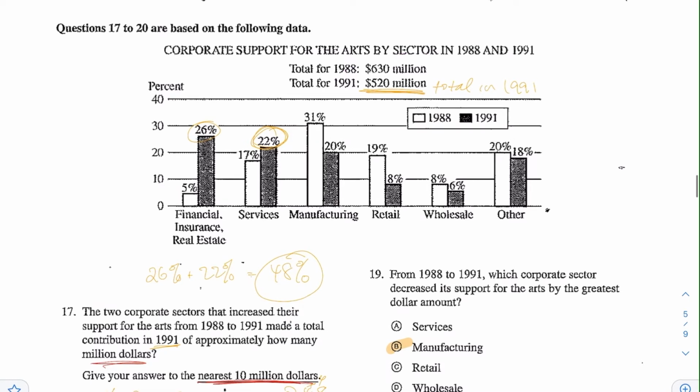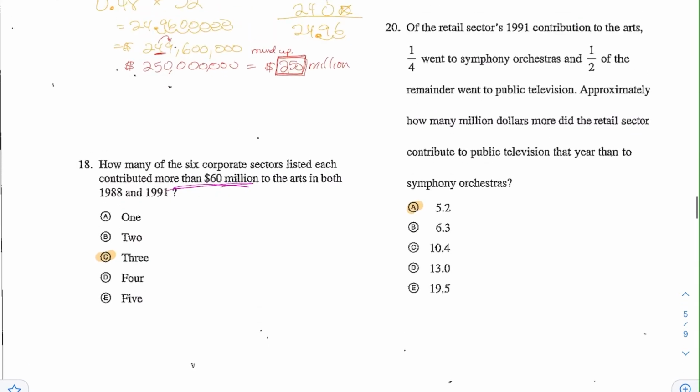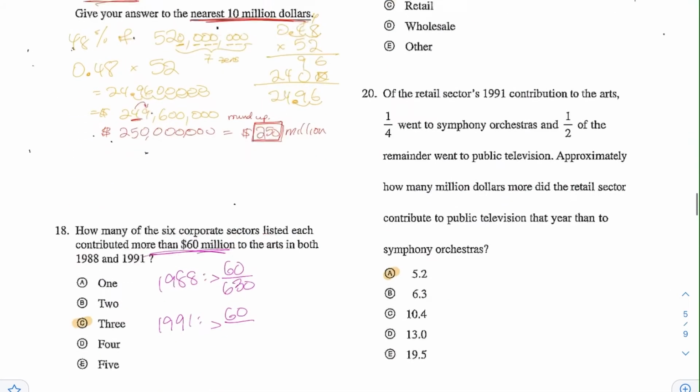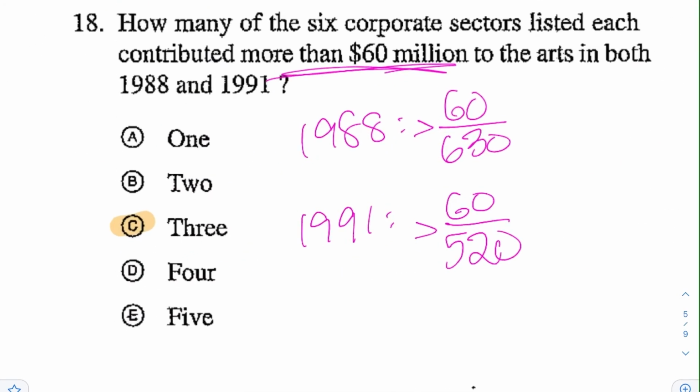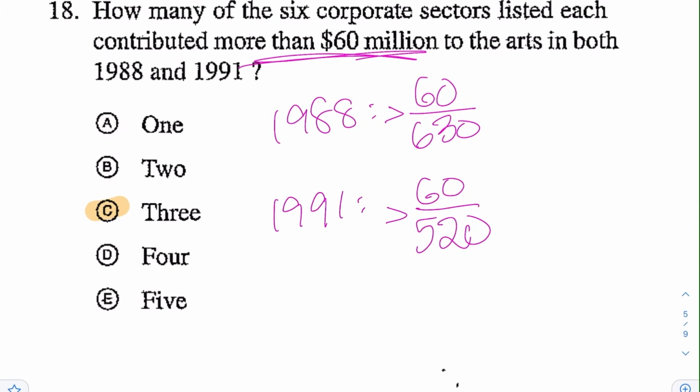So for 1988, the total was 630. So 60 million over 630, that's going to be the fraction that you want, and you want greater than this fraction. And then in 1991, you have 60 million over 520 million. So these are the 2 fractions that you need to solve for. So for the first one, it's 6 divided by 63. For the second one, it's 6 over 52, or 3 over 26.